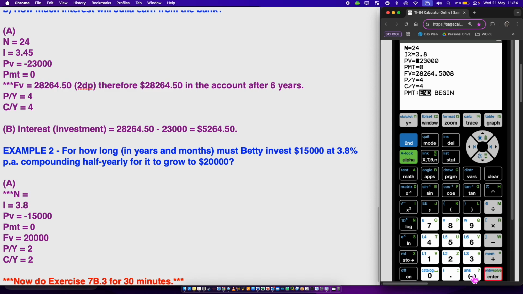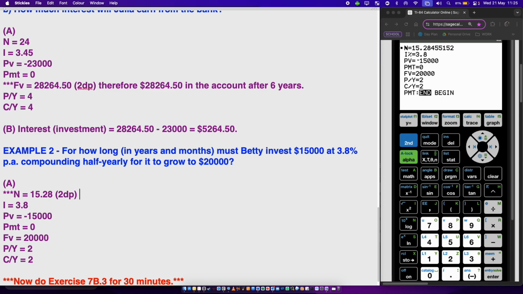Negative 15 grand. It grows up to 20 grand. So she's trying to work out how long it is going to take her money to grow by 5 grand. How do I solve on TVM Solver? What do I press? Hit me with the alpha enter. So that tells me 15.28 to 2dp.